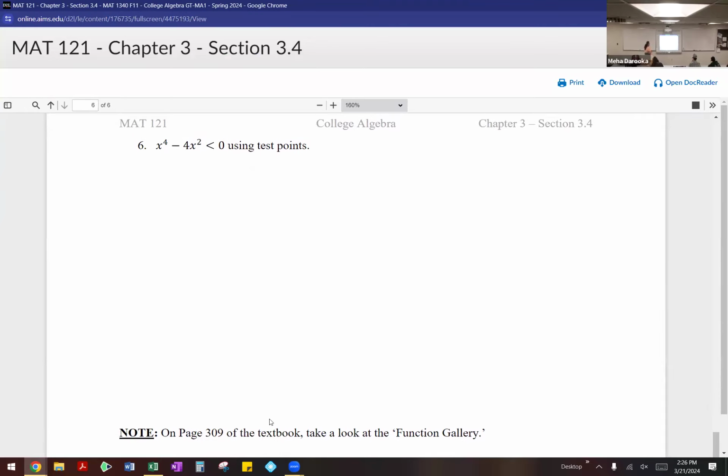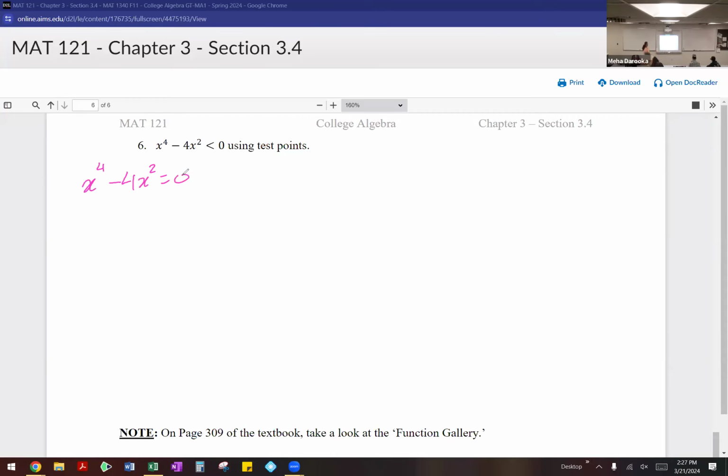All right, we've got x to the 4th minus 4x squared less than or equal to 0. And they want us to solve this using the test point method. So test point method means we need to find out where our x-intercepts, or our zeros, are going to be. So how do we solve this polynomial? Find its zeros.